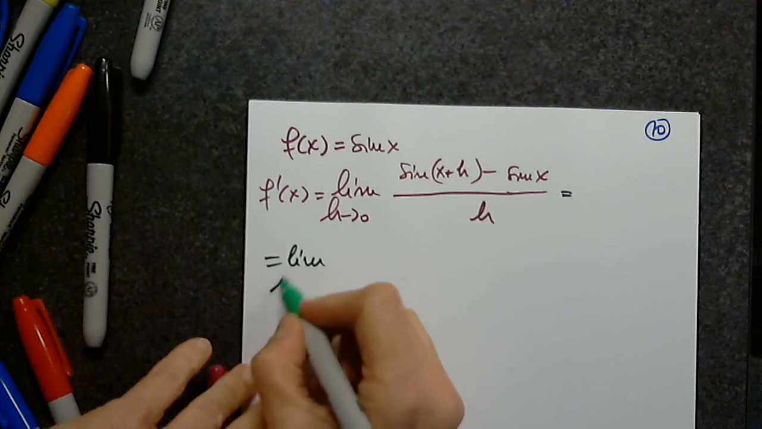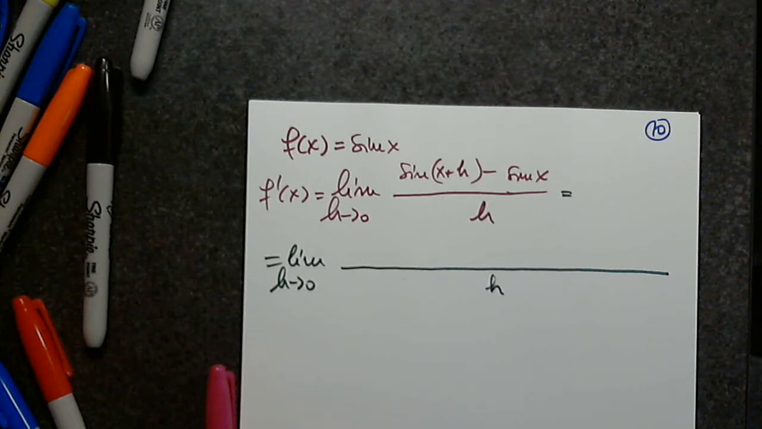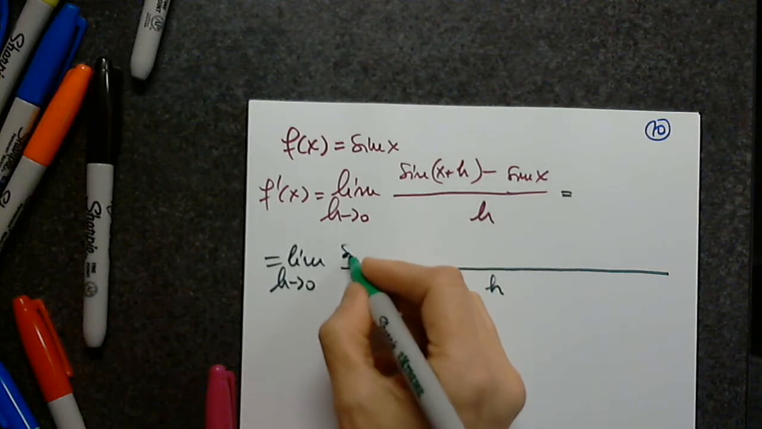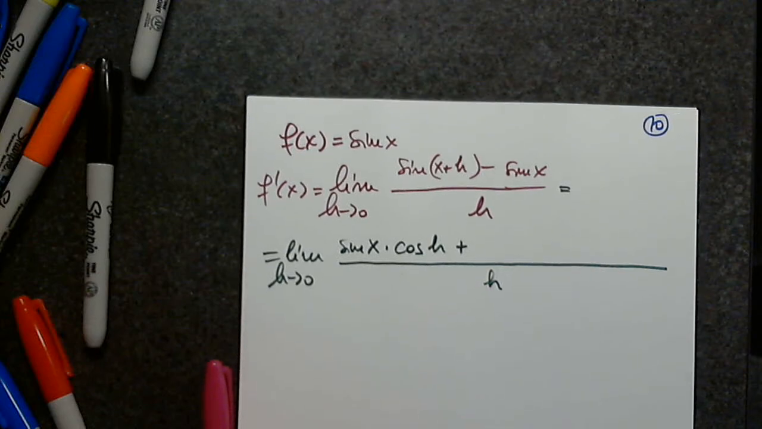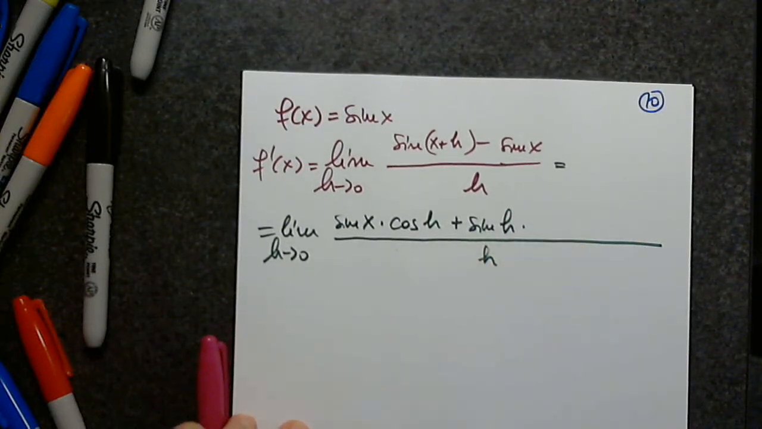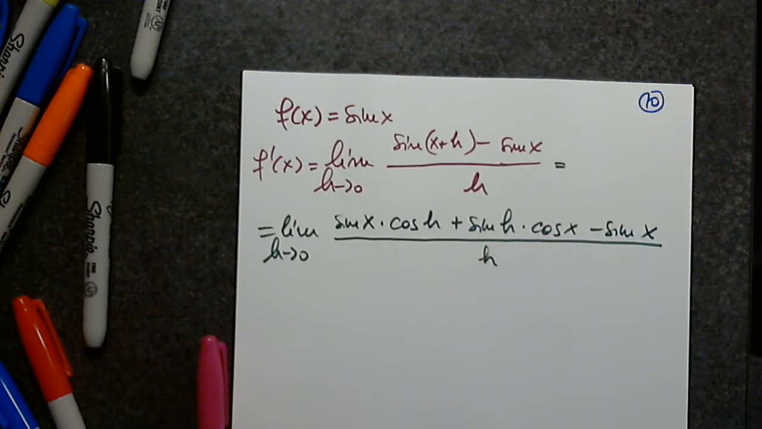So, limit as h approaches 0. Anyone remembers what sine x plus h equals to? Sine of an angle plus another angle. The sine of a sum of angles. Sine x times cosine h plus sine h times sine x, very good, minus sine x. So we use the first identity, sine of a plus b, as sine a cosine b plus sine b cosine a. That was the first trig identity we used.